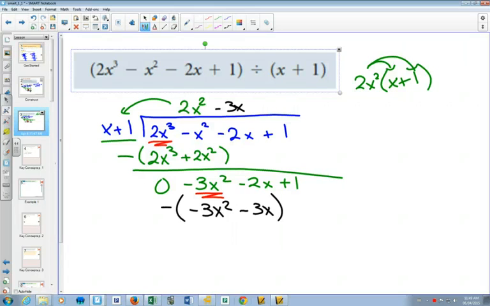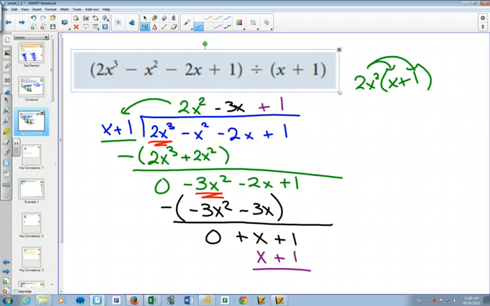And I'm going to subtract. So that gives me 0. Negative 2x minus a negative 3x will be plus x. Bring down the 1, plus 1. And what would I have to multiply x plus 1 by to get x plus 1? Positive 1. That'll give me x plus 1. And when I subtract, 0, 0, this one has no remainder, and it works out perfectly.